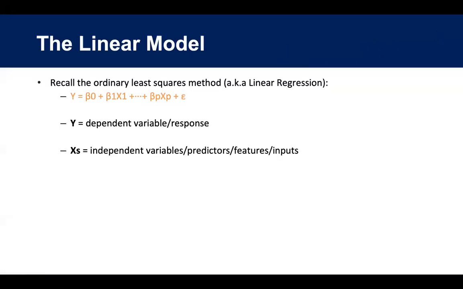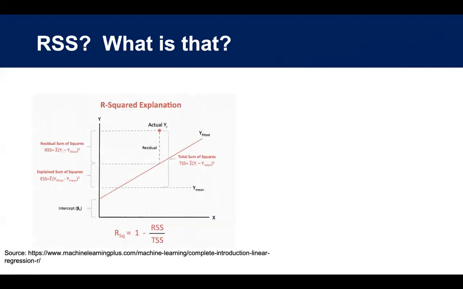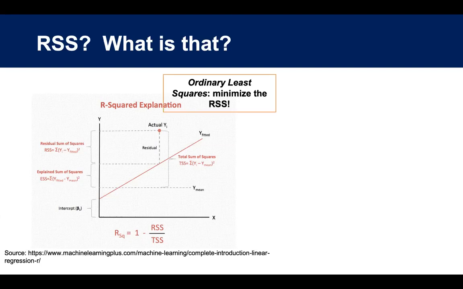Just as a review, I have up here the multiple linear regression equation. So our y is our dependent variable response, and our x's can be called independent variables, predictors, features, or inputs. So in fact, when we use linear regression, we're using the ordinary least squares method. So our prediction is generated that minimizes RSS. Well, what's RSS? In fact, it stands for the residual sum of squares. So you can see here it's really based on the difference between our actual y and predicted or fitted y. So when we use OLS, we are minimizing the RSS.